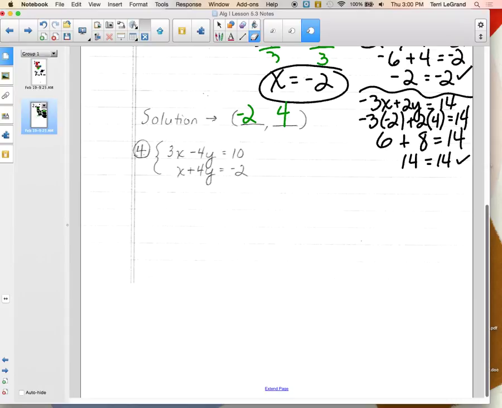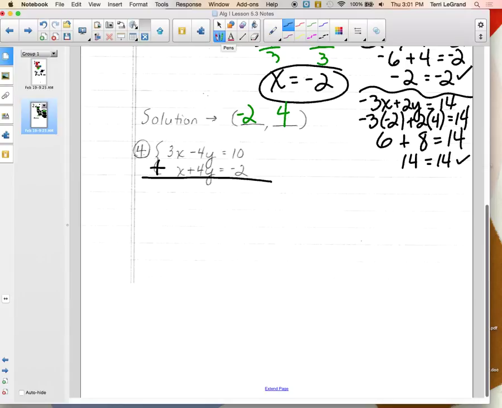Okay, let's move on to the next one. What's the first thing we're going to look for? Are they both in standard form? Yes. Do we have any opposites? Yes. Okay, so then we can go right to work setting up our addition problem. I can add these together with a pen or with a pencil.